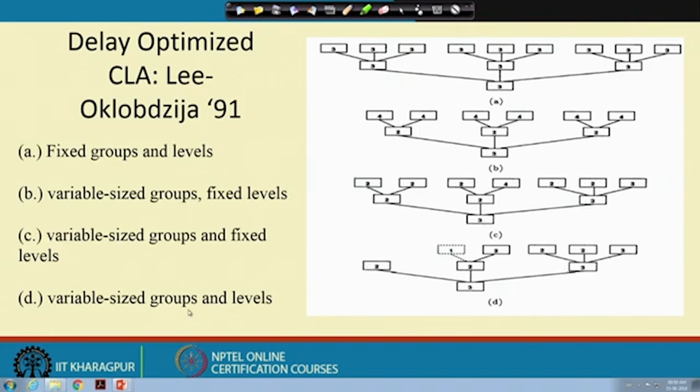Then variable size groups and levels. In this particular architecture both the groups and the levels are variable. So with different topologies we will get different delays for the same logic implementation.